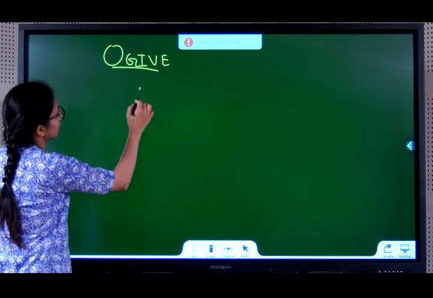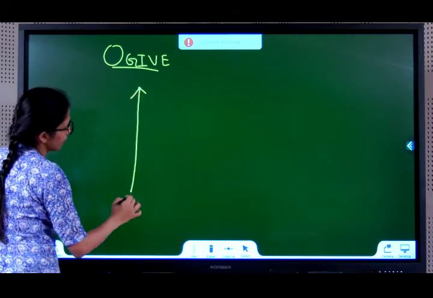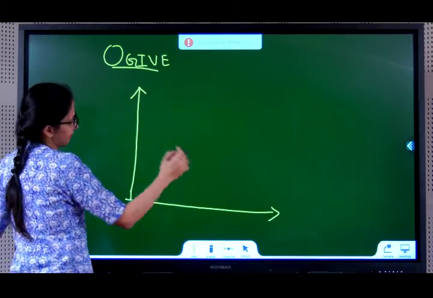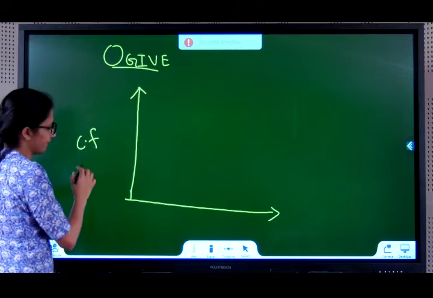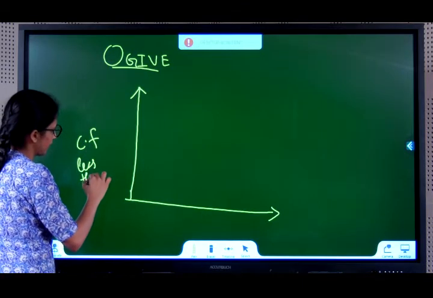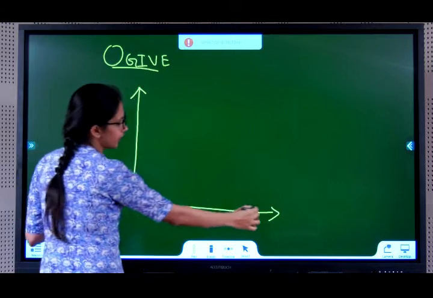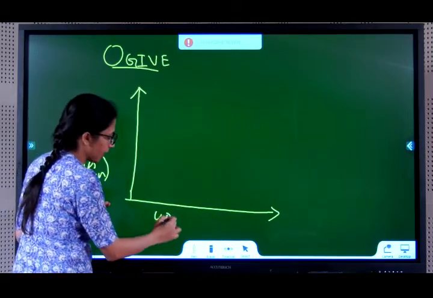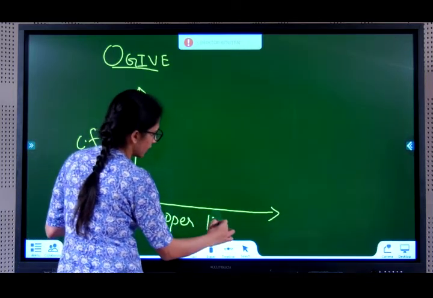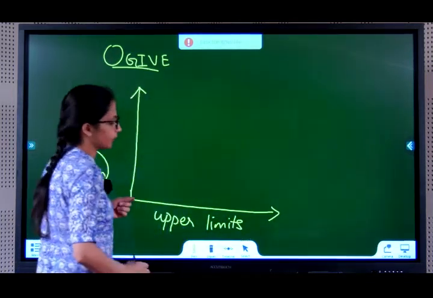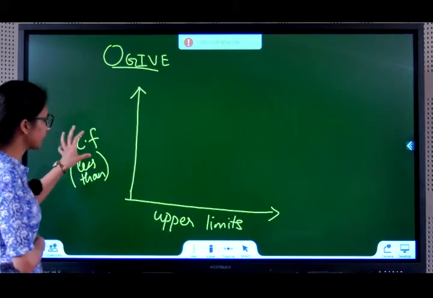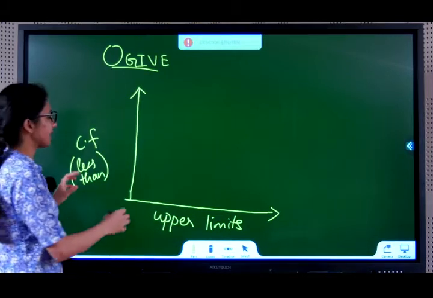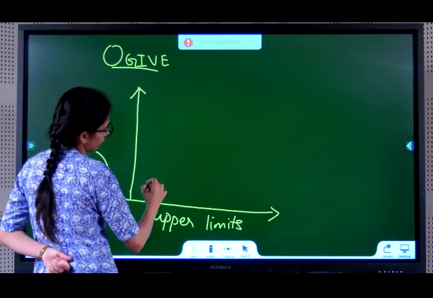So if I plot a graph of less than type, so cumulative frequency of less than type, then which limits should I take? Upper limits or lower limits? We should take upper limits. We have already verified all this in the previous section. If you plot cumulative frequency with upper limits for a less than type graph, then you get your ogive to look like this.